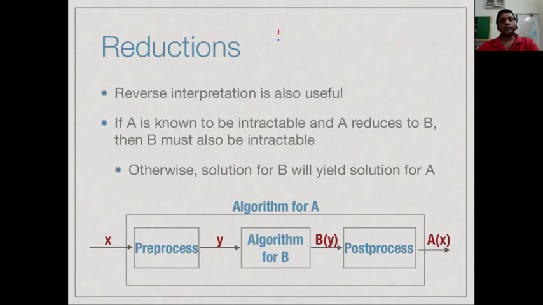So what we have seen is that if A reduces to B, okay, then if B is efficient, then this implies that A is also efficient, because I can use the solution for B as solution for A.